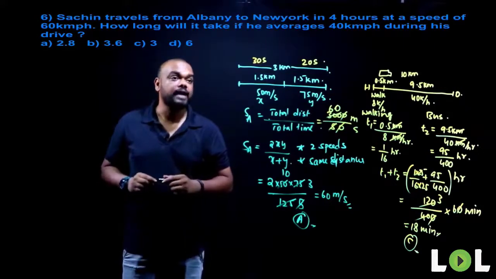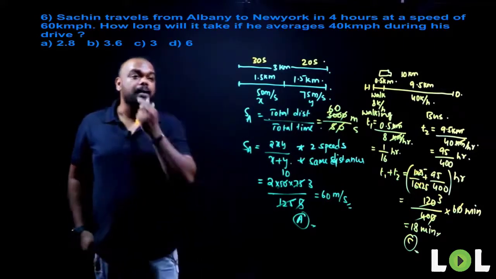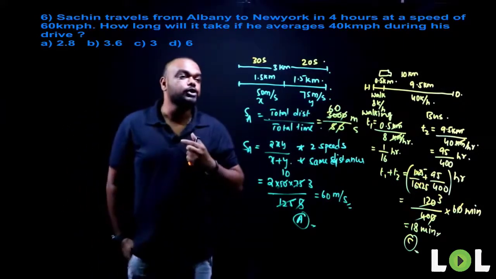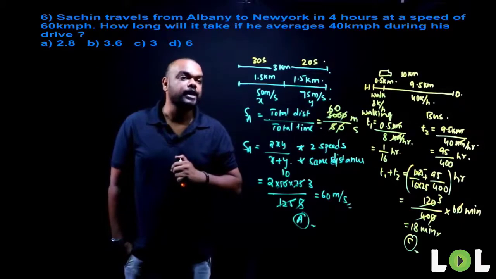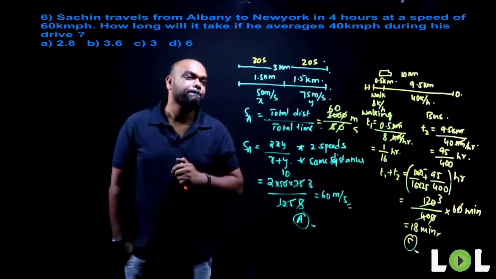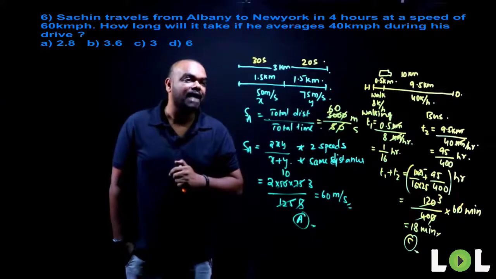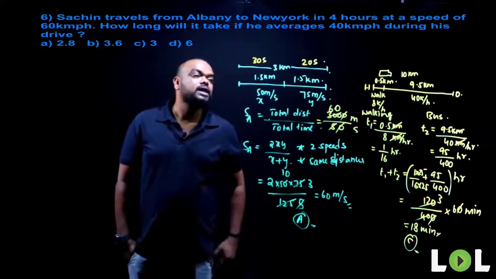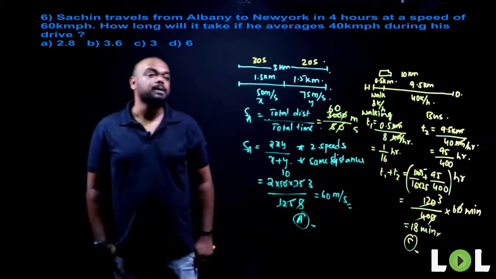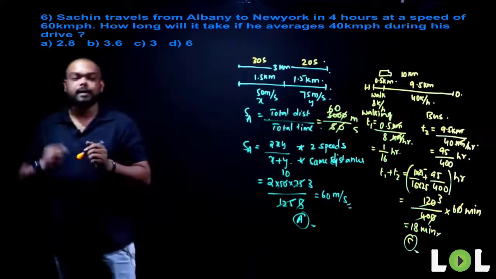Question number 6. What do we have here? Sachin travels from Albany to New York in 4 hours at a speed of 60 km per hour. How long will it take if he averages 40 km per hour during the drive? Okay, simple. What is happening here?